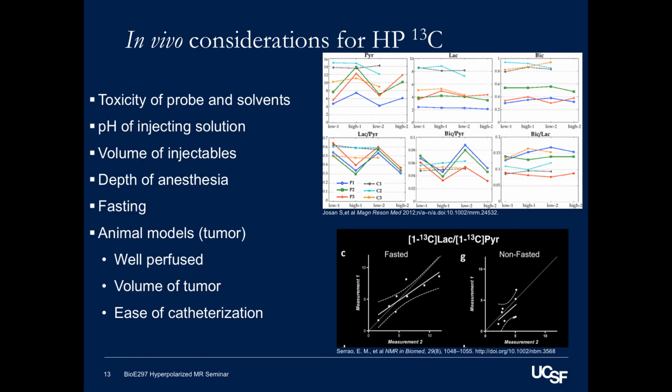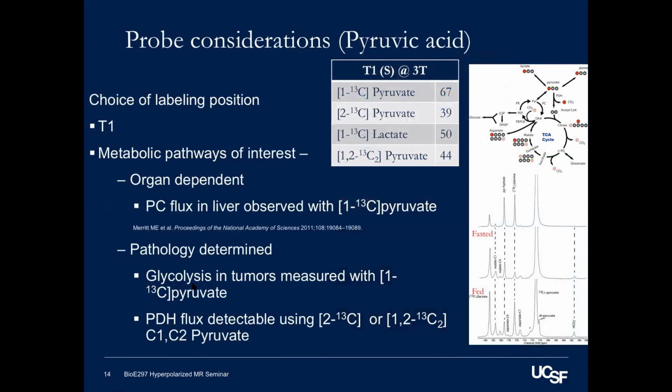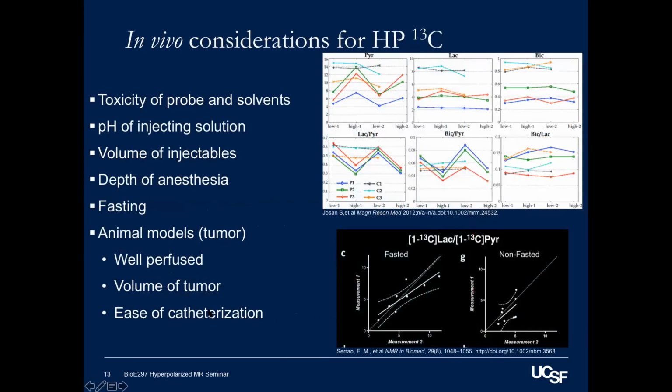So what most labs do is they have one tumor model that works for them, and that's what they go with. We were trying to do something in the renal cancer space, and we went through 12 different cell lines before we found really consistently solid tumor growing cell lines. So the basic requirements would be a well-perfused tumor and the volume of the tumor.